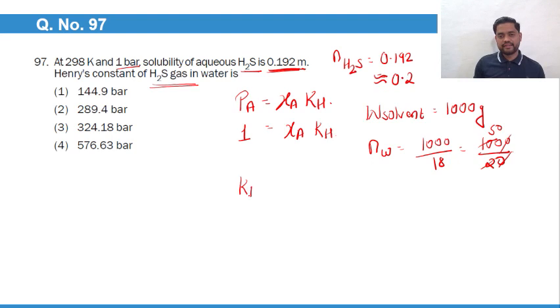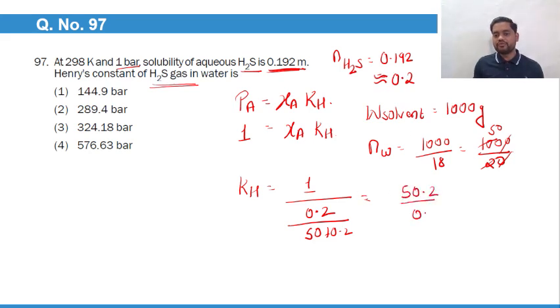So KH will be equal to 1 by, what is XA? That is 0.2 whole divided by 50 plus 0.2, that is 50.2. So that will be equal to 50.2 by 0.2, right? So that is equal to 502 by 2, so 2 2s are 4, and then 2 5s are 10, 251, something around 251 or more, something in the range of that. So I can see only one option.